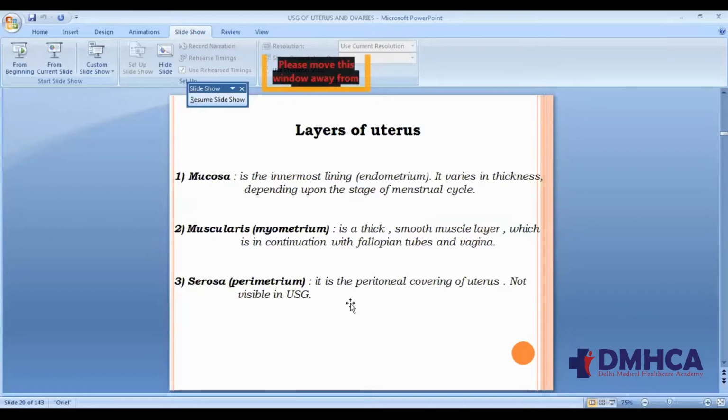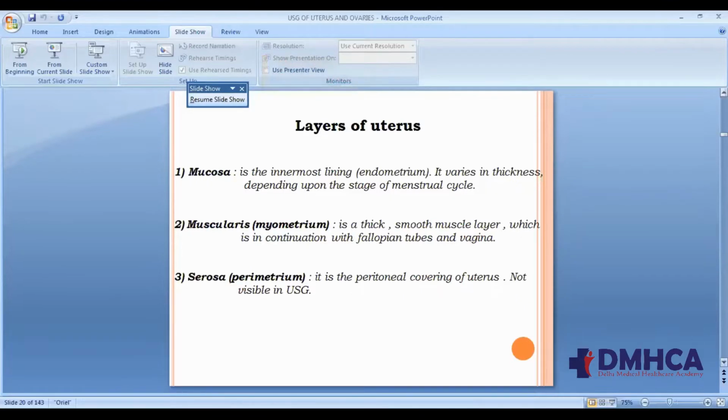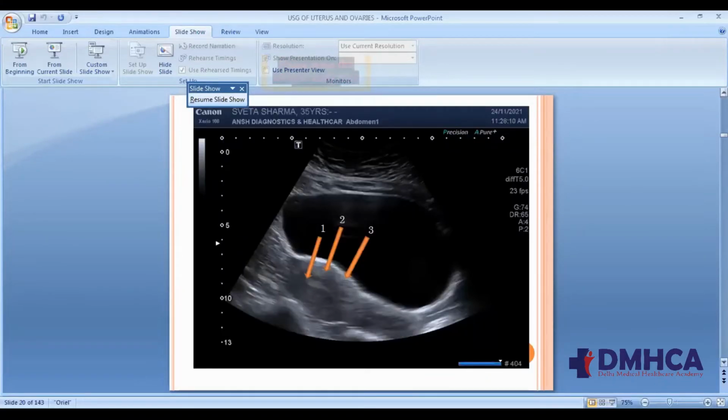Another layer is the muscularis layer, which is the myometrium, the thickest. It's a smooth muscle layer, in continuation with the fallopian tubes on the upper side and the vagina on the lower side. The third one is the perimetrium, which is the serosa. It is very hard to visualize because it is just a very thin covering of the organ. So yes, it is visible, but not always.